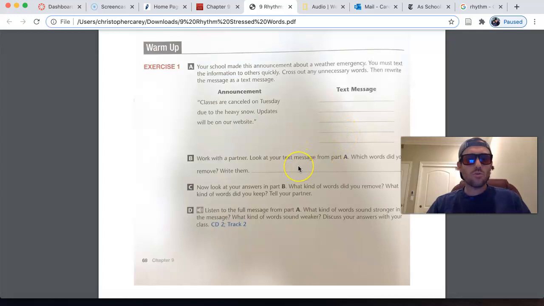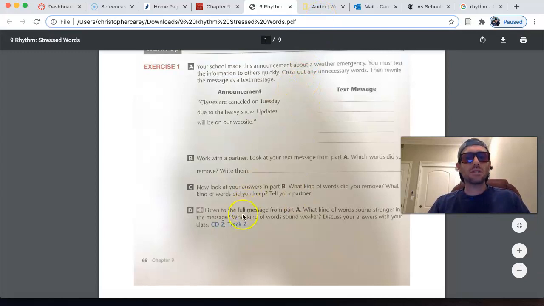And which words did you remove? And which words do you think are important? Those are the important words that you would write here. Let's go ahead and give a listen to CD2, track 2, and see if you can point out there may be a pattern in that important words are stressed, right? You can hear more clearly, right? The words that sound stronger in the message are stressed, and the words that sound weaker or not as stressed might be the ones that are not important. Let's give a listen to CD2, track 2 together.